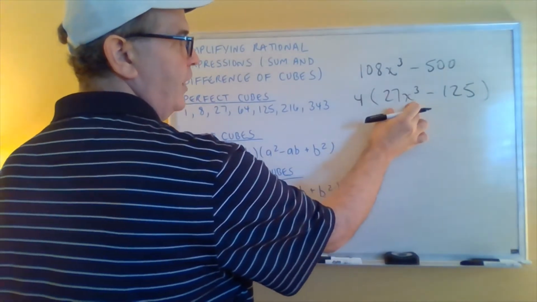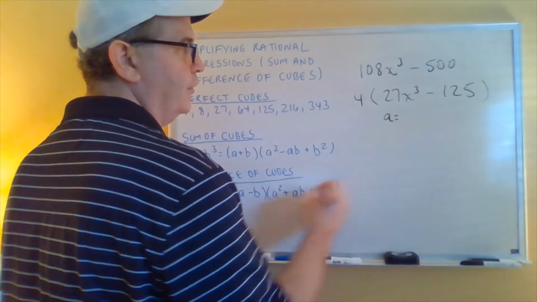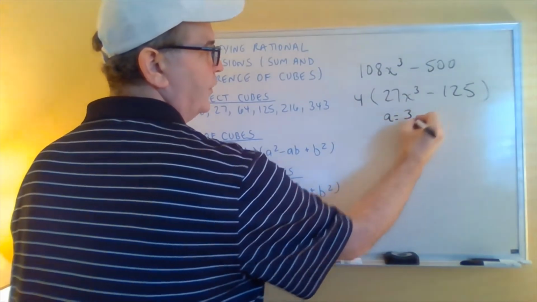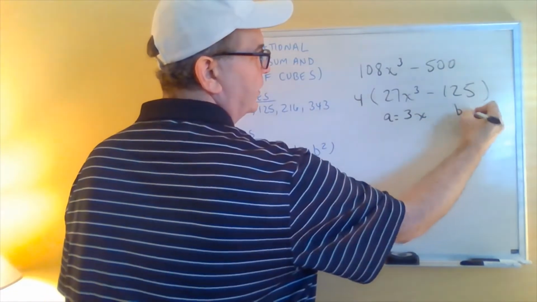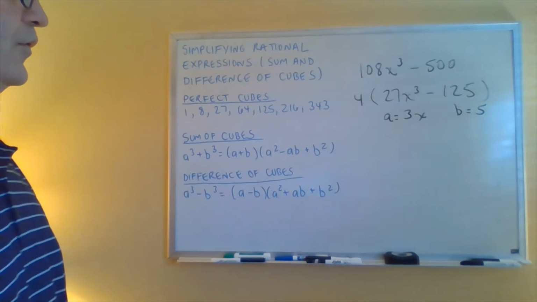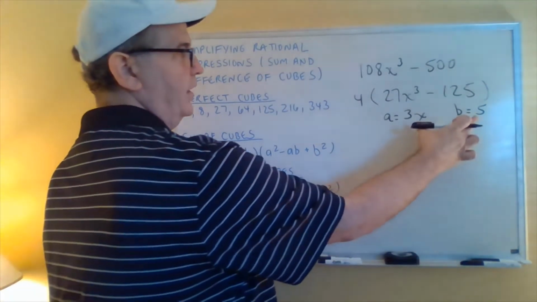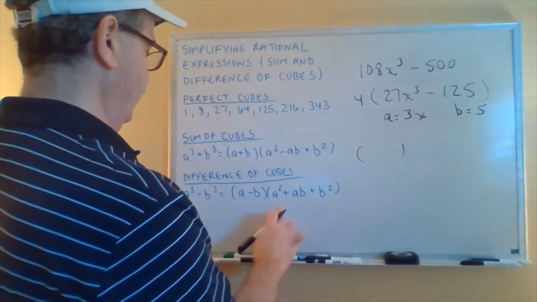So we know how to identify our a and our b here. What do we cube to get 27x cubed? Well, 3 cubed gives us 27. X cubed gives us x cubed. What do I cube to get 125? That'll be our b, and it's 5. 5 cubed is 125. Now we're going to plug our a and b into our difference of cubes formula here.